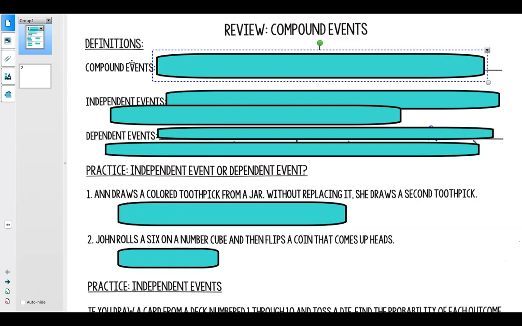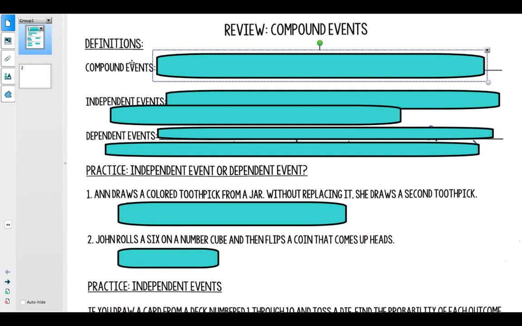Hi everyone. What we're going to do today is just a review of what we did last class, which was on compound events. So if you want to write this in your notebook to follow along, I'm also going to post a blank copy of this sheet if that's easier for you to follow along in your notes. And then I'm also going to be posting the key to this if that also helps you.